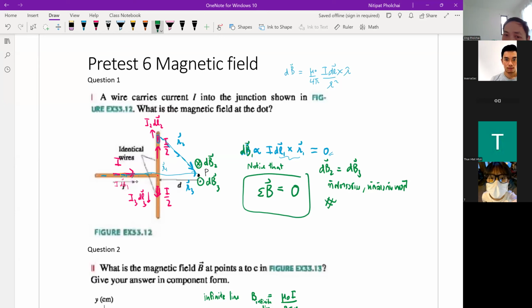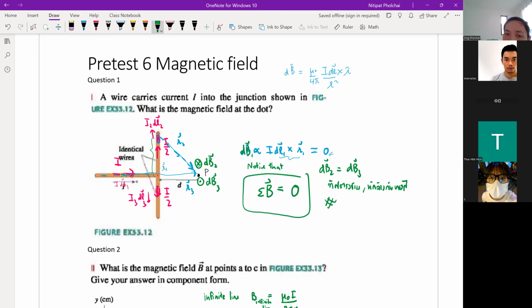So it's going to be some number. Then I have to integrate along half of it. It's called semi-infinite, no, it's half infinitely long. Okay, it's going to be my B2.